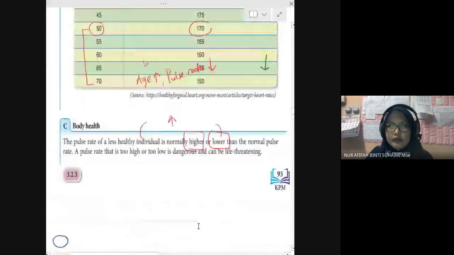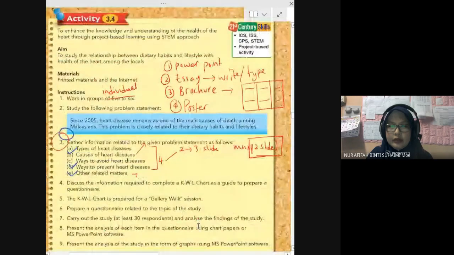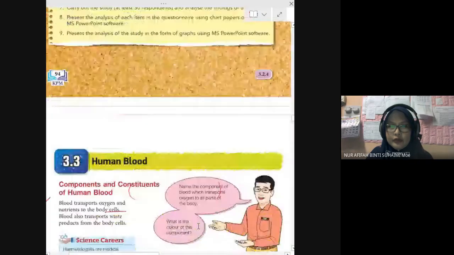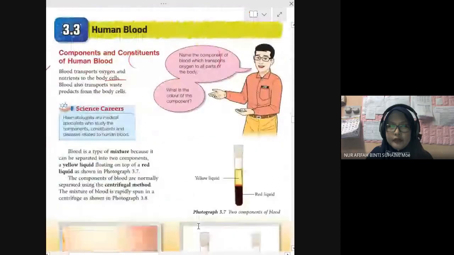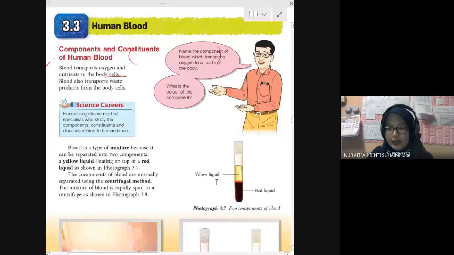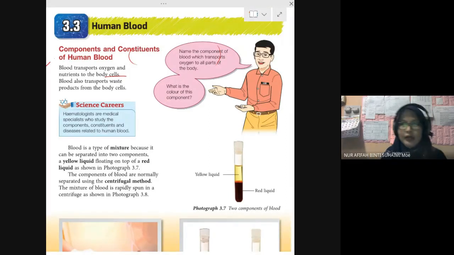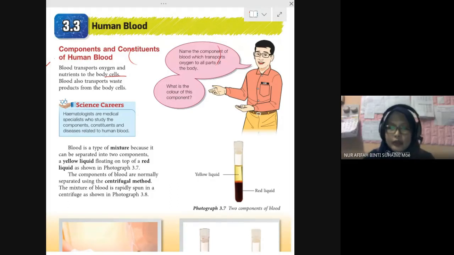Okay, this one for BBL last week, asked you to do 3.3. Okay, 3.3 human blood. For this unit, you need to know the components of the human blood, constituents, and the group of human blood, type of group.